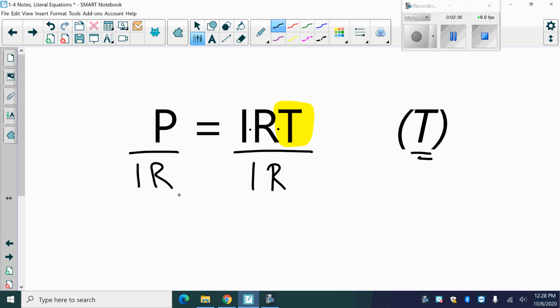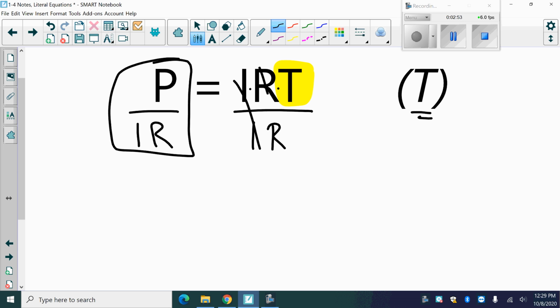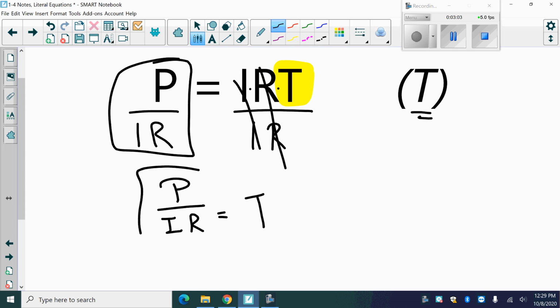Now, does anybody know what P divided by I times R is? No, you don't. And since we don't know, that's what we leave it as. We don't simplify that if you can't. That's what you leave it as. So what I'm left with, I divided by I cancels or is 1. R divided by R is 1. So what we're left with is P divided by I times R equals T. So what we just did was we solved that same equation for the variable T. Let's try another one.